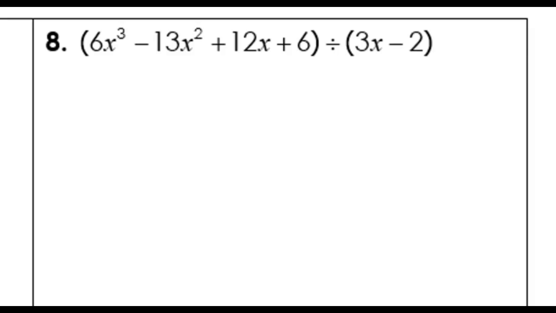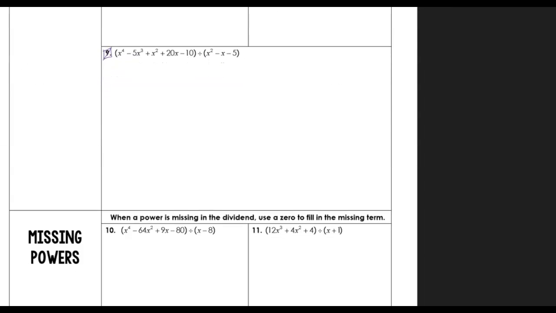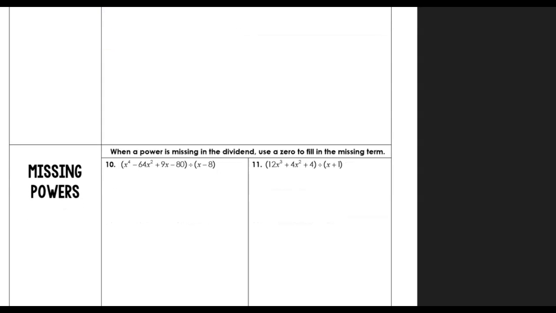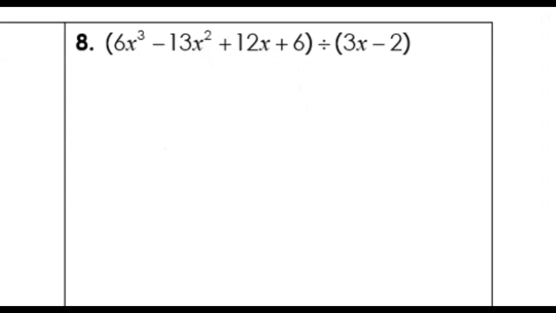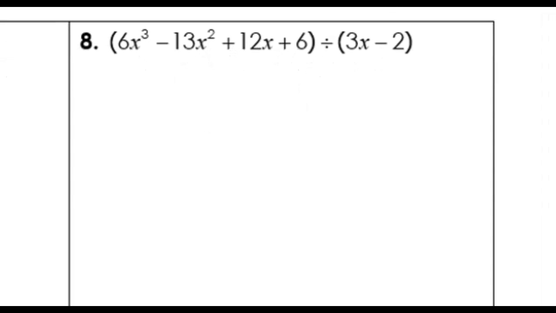What are we doing? Hold on. Let me see if there's any other examples. I think those both have no remainder, and I really want to do one with a remainder. Yeah, so we'll do 8. Same exact process. Create our division house.